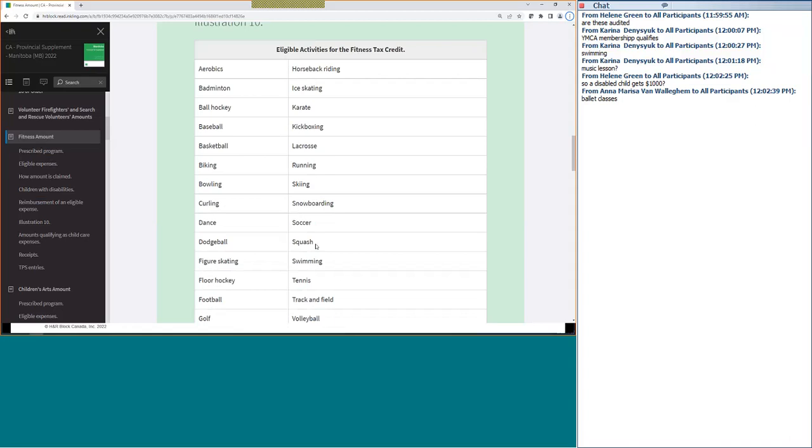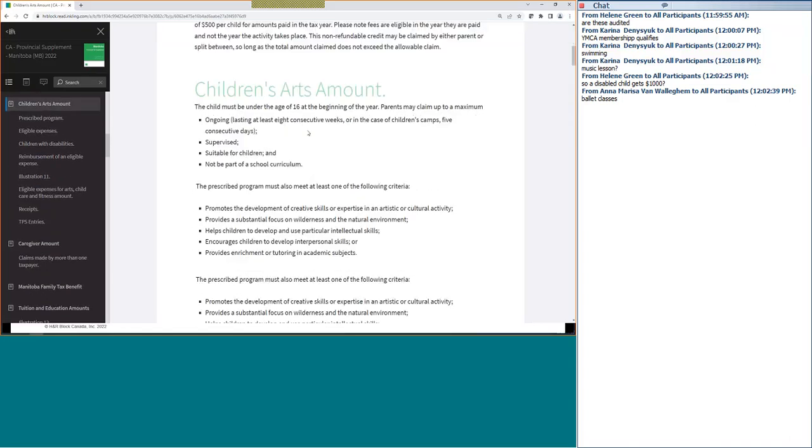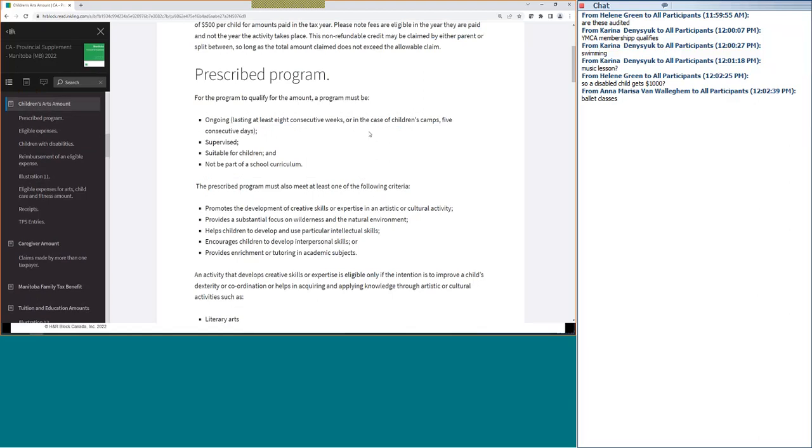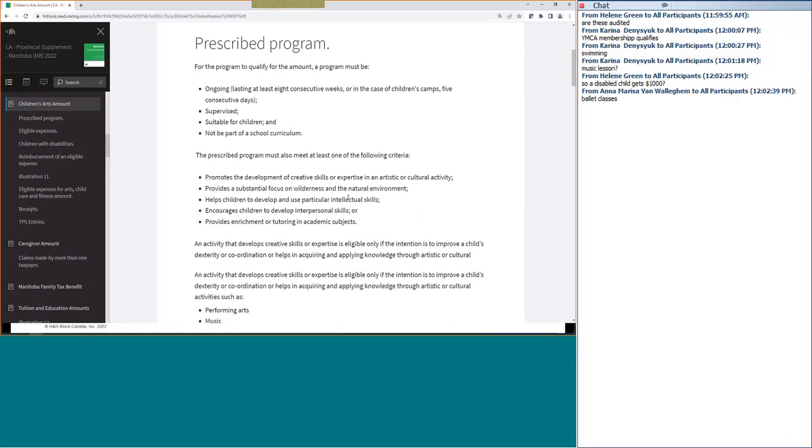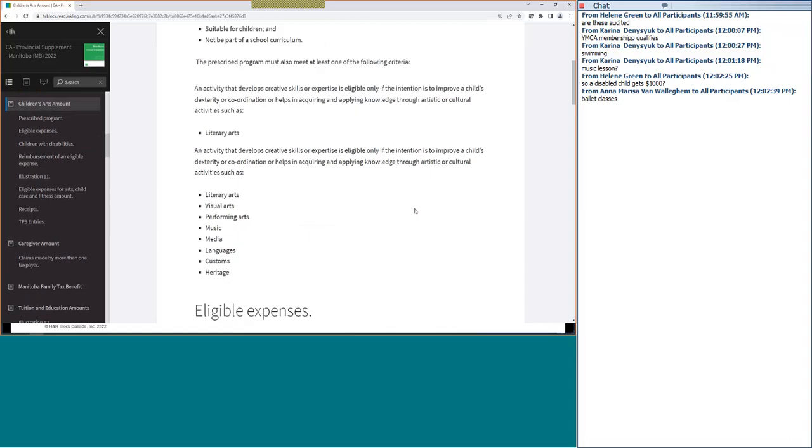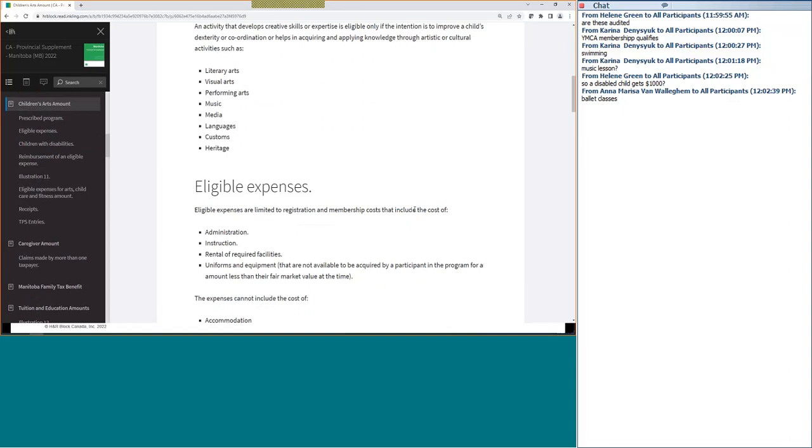If you want to know what qualifies for the children's arts amount, again, it has to be ongoing, so it has to last at least 8 consecutive weeks, or if it's a children's camp, 5 consecutive days. Has to be supervised, has to be suitable for children. It can't be part of school. So if it's an additional school program, it will not count. It has to be another organization. And it is anything promoting creative skills or expertise in artistic or cultural activities. So cultural activity, wilderness, and appreciation of the environment, all of that counts. Skills will count as well. So in some cases, it will include things like language instruction or similar things. But it'll be literary arts, visual arts, performing arts, music, media, languages, customs, and heritage.